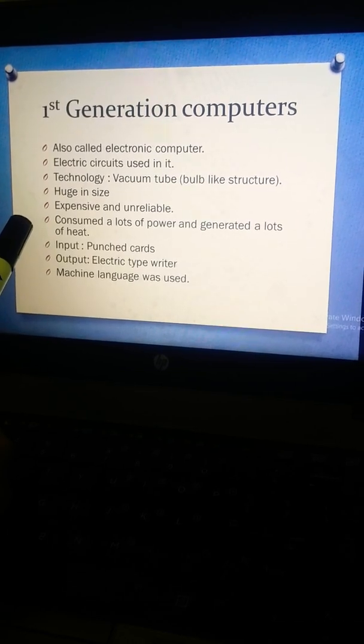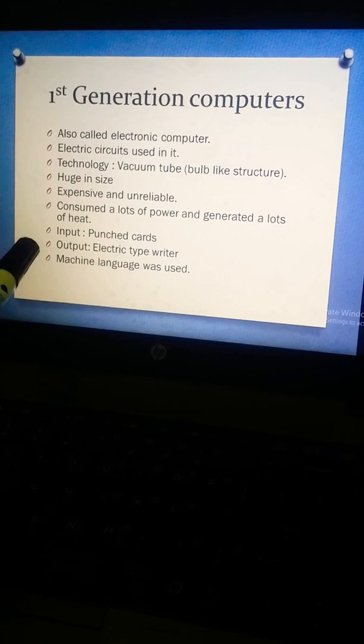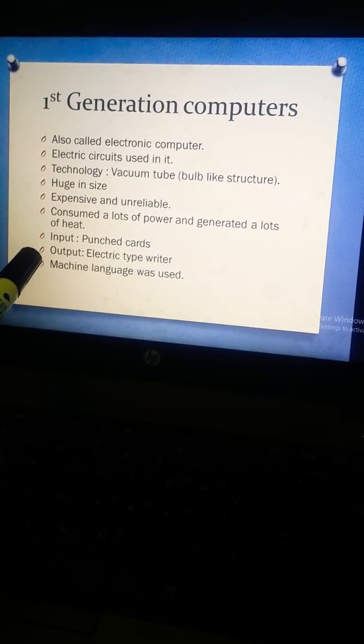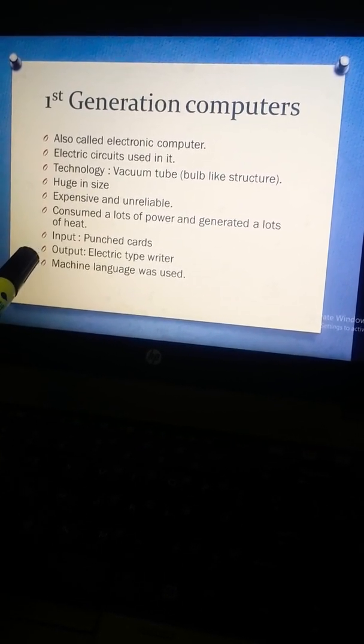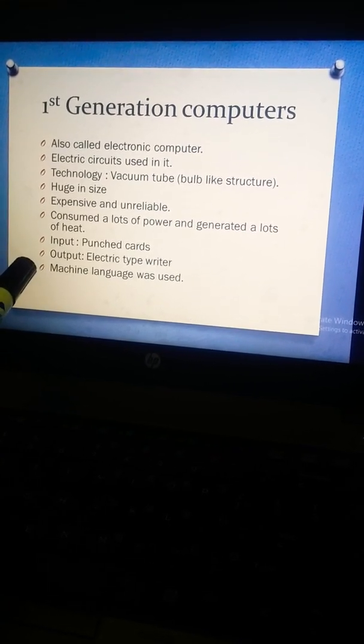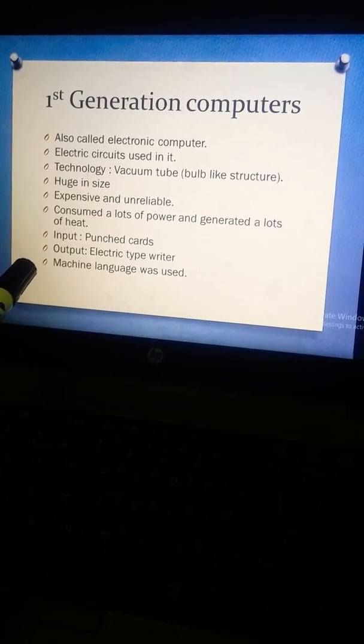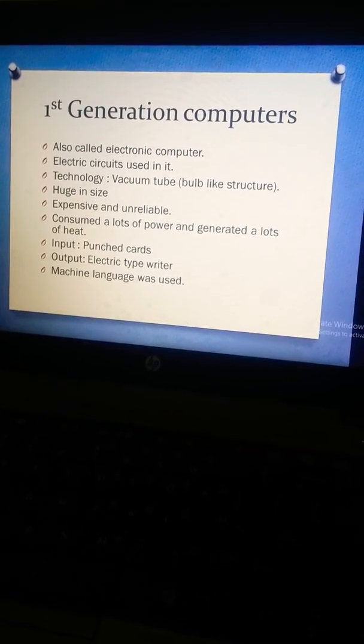Its input was based on punched cards, and for the output, like for printout, a user used an electric typewriter in this generation. And the very important thing is machine language. Machine language was the first language introduced in this generation to perform various tasks.